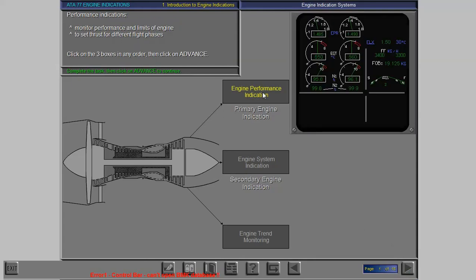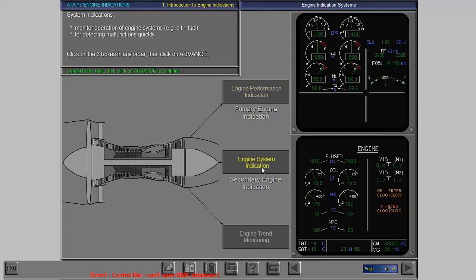The performance indications are used to monitor the performance and the limits of the engine and to set the thrust for the different flight phases. The system indications are used to monitor the operation of engine systems such as the oil or fuel system. They are also used to detect malfunctions quickly.